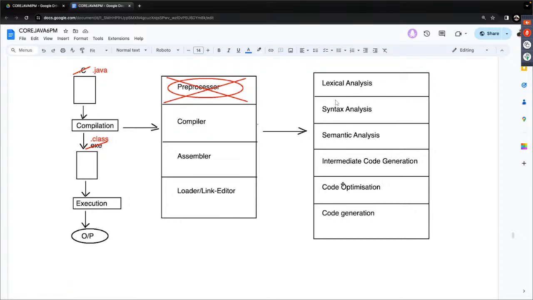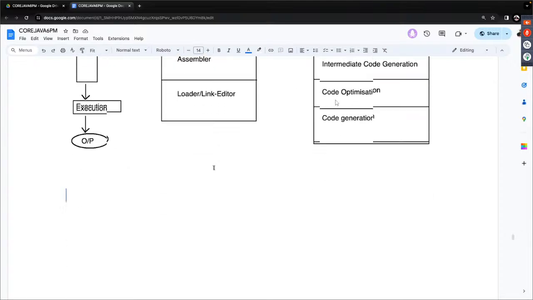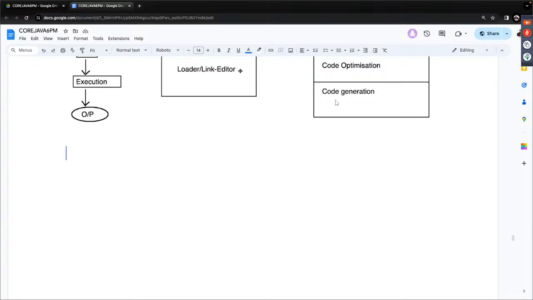In the compiler, how many phases are available? Almost all, 6 or 7 phases are available: lexical analysis, syntax analysis, semantic analysis, intermediate code generation, code optimization, and code generation. This diagram is okay, as here we are getting it clearly. All of you understand it now. The next one is what?